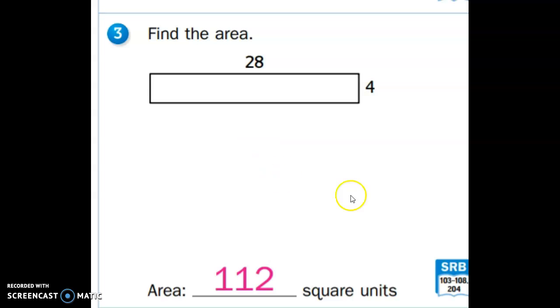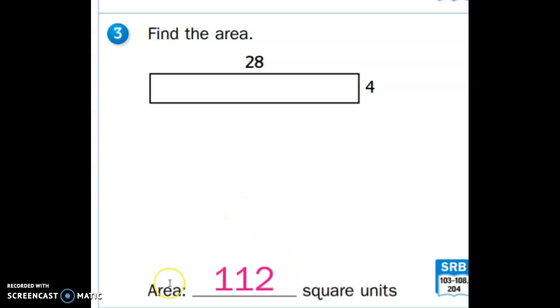Remember to show your work when you're doing your math boxes. You can show it here. You can get a scratch piece of paper, but it's really important for you to show your work. I also want you practicing your mental math. Here I could be thinking, what's 4 times 20? 4 times 2 is 8, so 4 times 20 is 80. 4 times 8 is 32, so what's 80 plus 32? 112. Practice it mentally and written out.